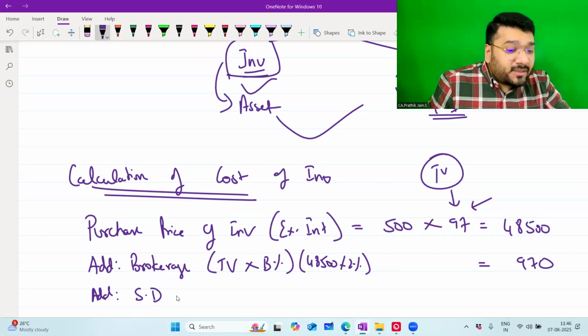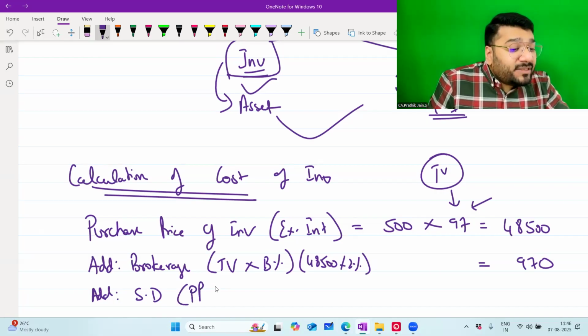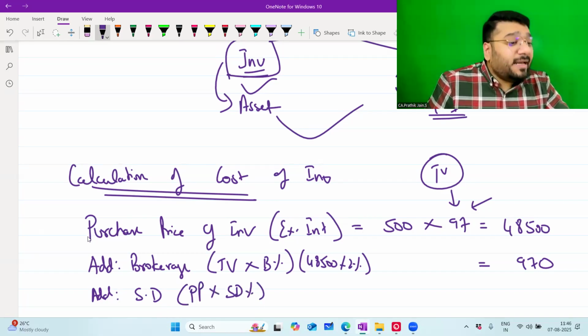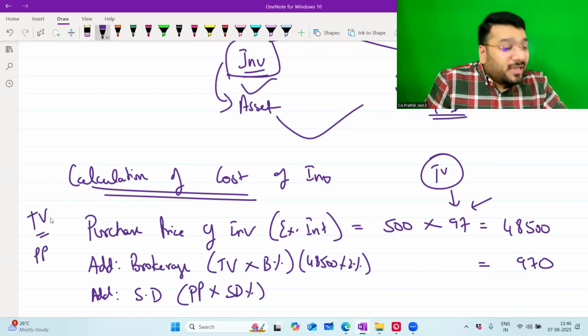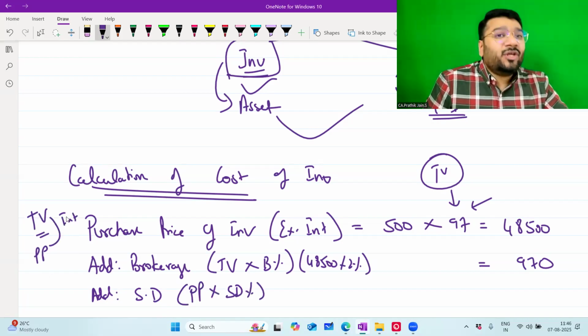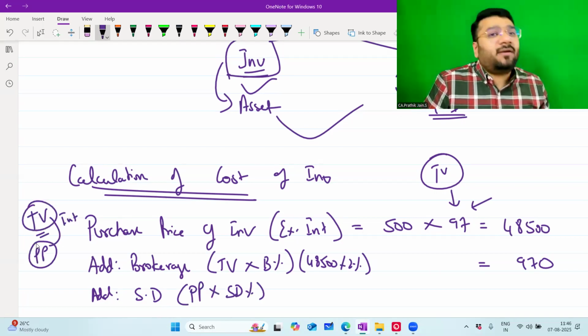So stamp duty is always calculated on the pure purchase price, that is, purchase price into the stamp duty percentage. So what is the purchase price? In our example, transaction value and purchase price both are the same. The difference between them is interest. So here there is no interest, so the transaction value and the purchase price both are the same.